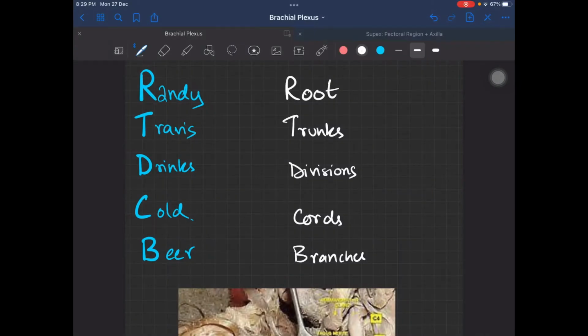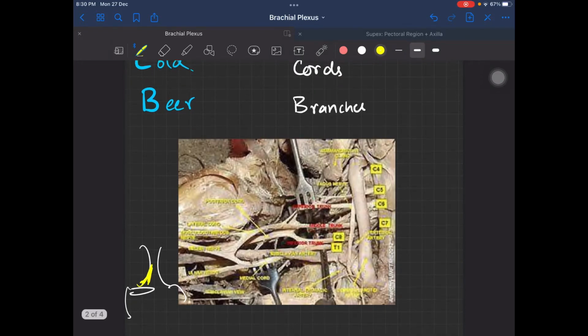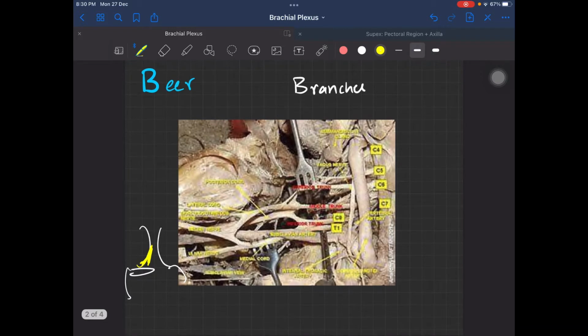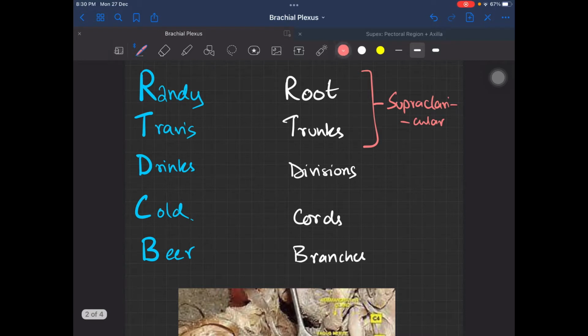Before we move on to actually drawing the brachial plexus, let me add a side note. The first 2 parts of the brachial plexus, the roots and the trunks, are supraclavicular. What does that mean? If this is the neck, this is the clavicle, arm, shoulder, bad diagram. The roots and the trunks lie above the clavicle. They actually lie in the neck region, which you learn in head and neck. They lie inside the deep cervical fascia. Anyway, that's not for now.